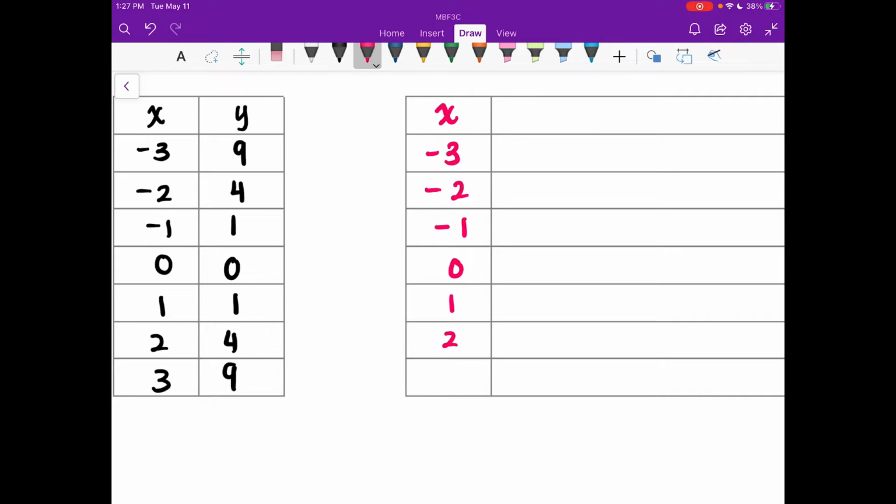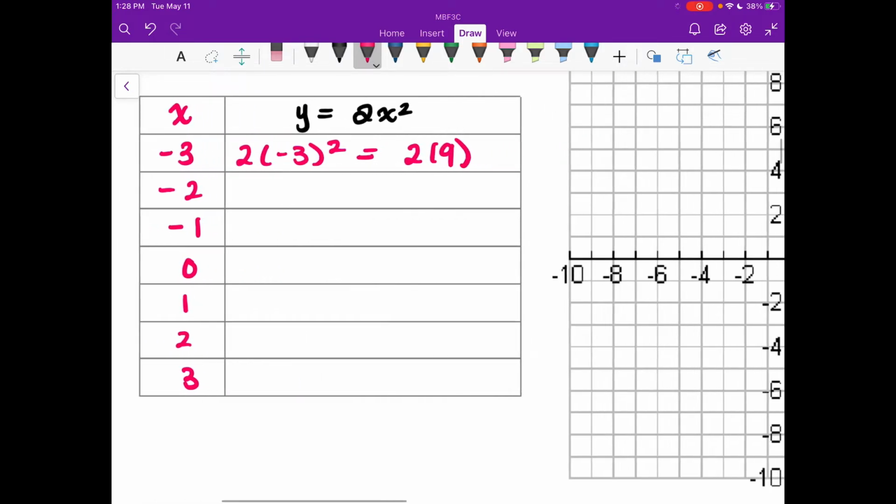Right? And then we have y is equal to 2x squared. I'm going to quickly do the math with you for this. Okay, so let's do that. So let's do 2 times negative 3 squared. You always do the exponent first, so it's going to be 2 times 9. 2 times 9 is 18.